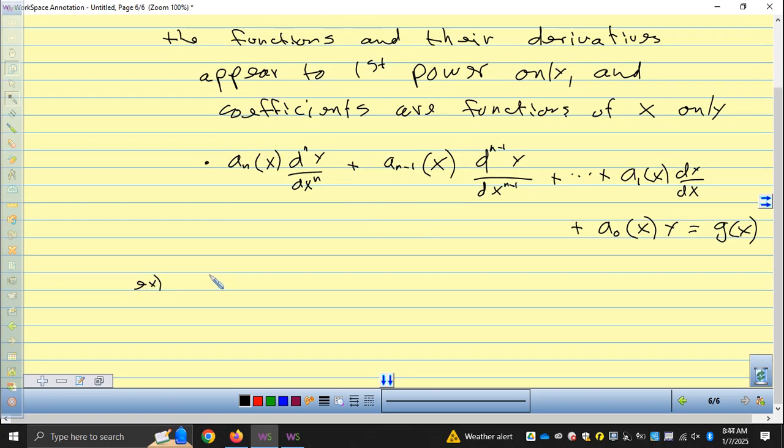So as an example, we could have the second derivative, d squared y dx squared plus 5 dy dx plus 6y equals 0. This would be a second order because of the second derivative. Linear because the derivatives and the function only appear to the first power, and this is an ordinary differential equation.